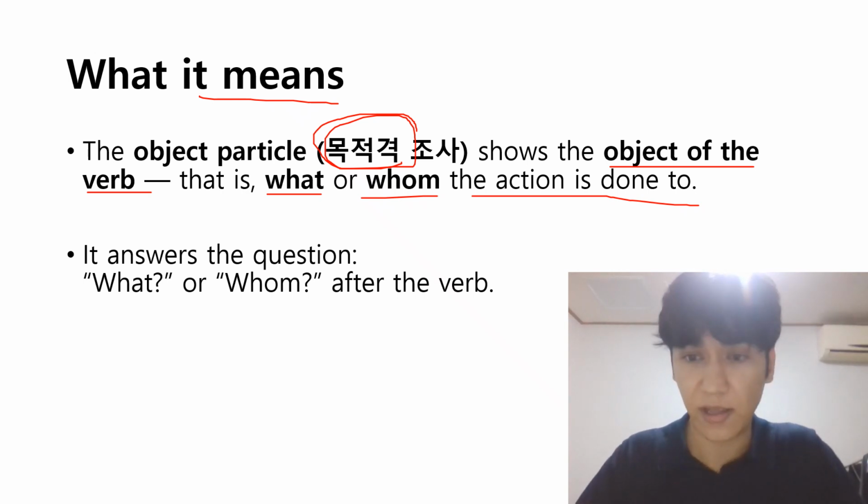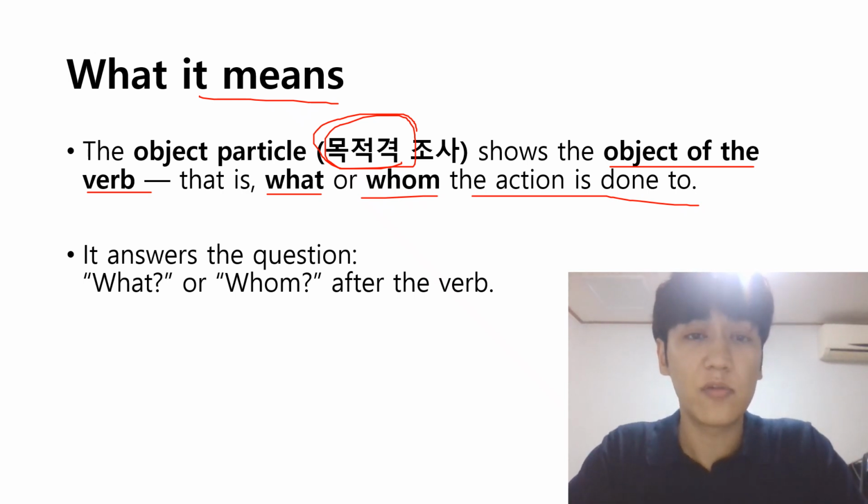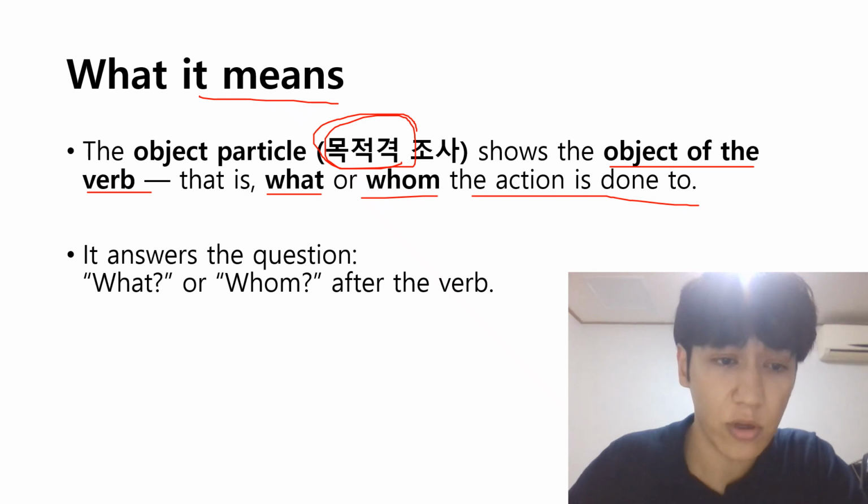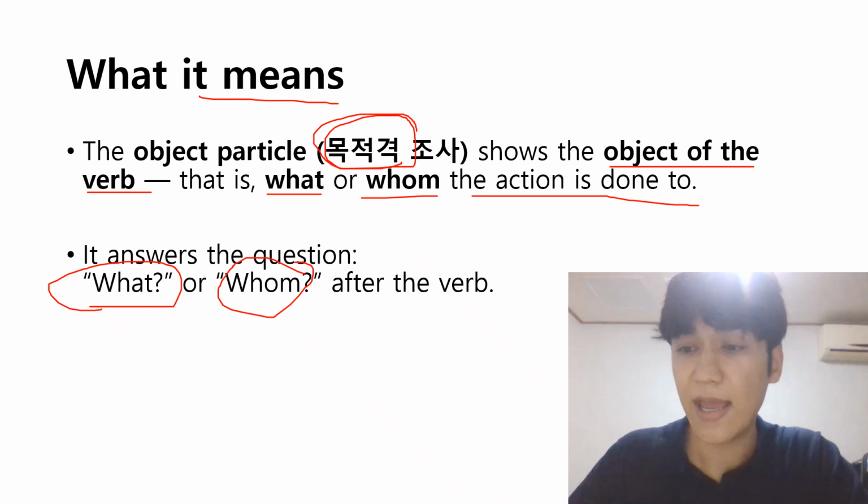For example, in English, we say, I eat an apple, right? So the apple is the object of the sentence. I buy a computer. So a computer is the object of the sentence. So in Korean, to these words like computer, apple, you need to add a certain particle. In English, word order decides everything, right? But in Korean, you need to pay more attention to the object, to the particle. And it answers the question, what and whom. If it's a person, whom, and if it's a thing or an object, what.